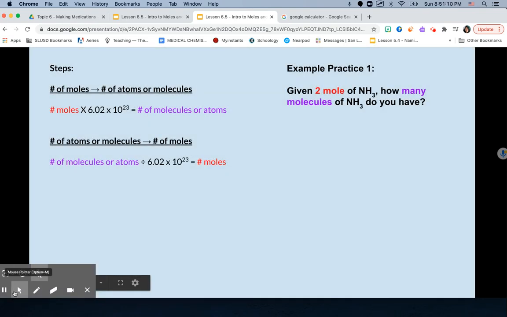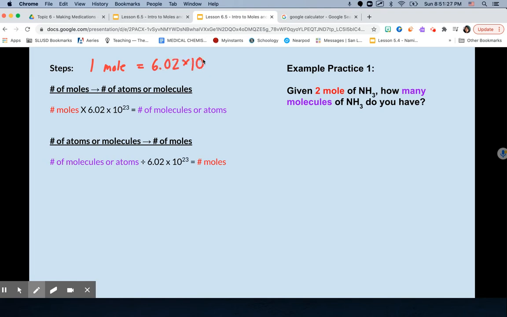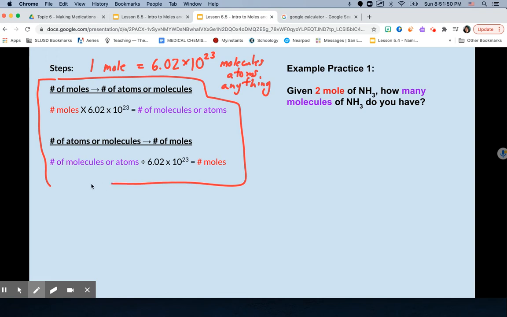Okay, so let's do a practice problem with moles together. So recall that 1 mole is 602 septillion of something, or 6.02 times 10 to the 23rd of molecules, or atoms, or anything. Right? So the 2 things you definitely need to know and write down is this part.